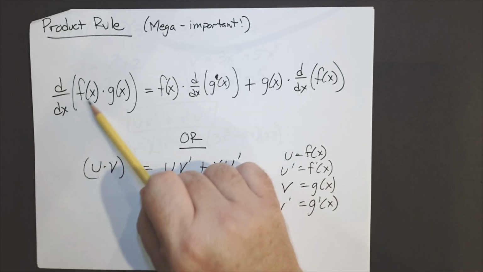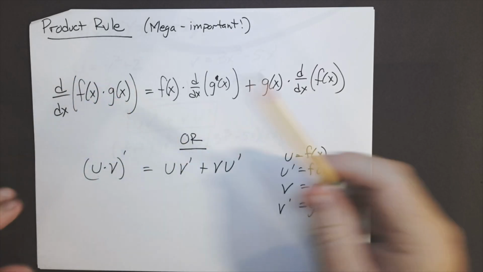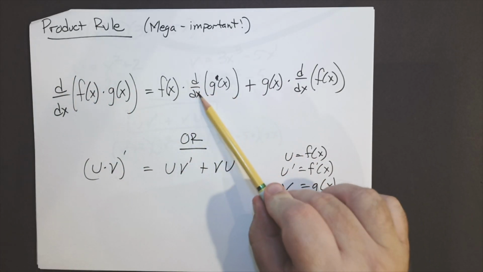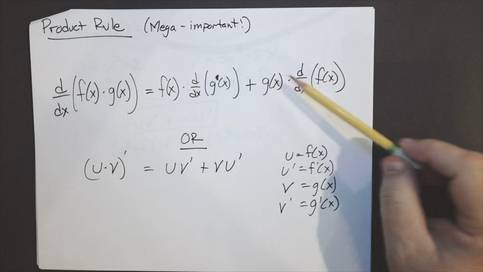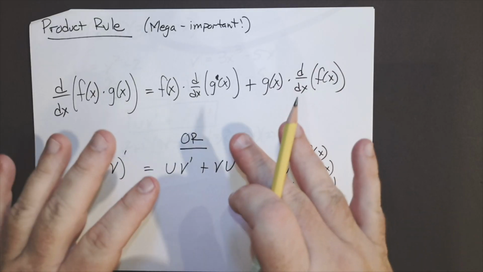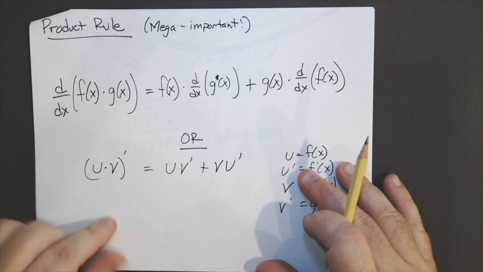So using the book's notation, it looks like this. The derivative of f of x times g of x, multiplying 2 equations together, is f of x times the derivative of g of x plus g of x times the derivative of f of x. That's what that looks like. For our purposes, we change this. We make a little shorthand.